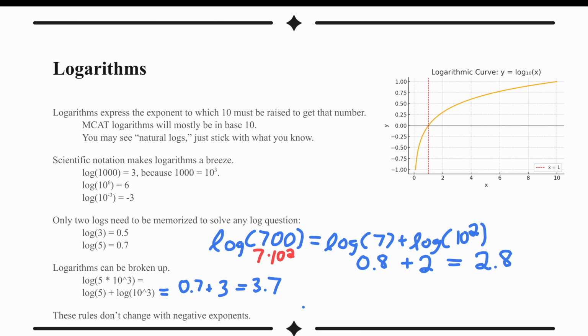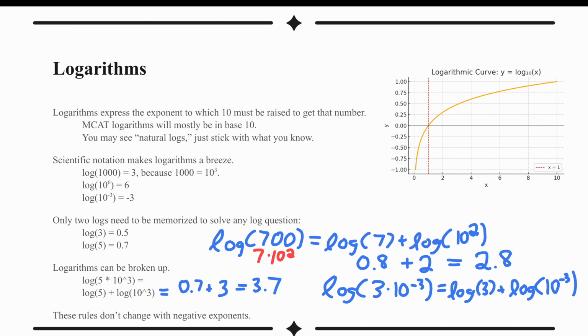These rules don't change with negative exponents. If we were asked to do the logarithm of 3 times 10 to the negative third, we just stick with what we know. Again, this will be the same as the logarithm of 3 plus the logarithm of 10 to the negative third. The logarithm of 3 is 0.5, as we have memorized, and the logarithm of 10 to the negative third is negative 3. Putting this together, we know that the logarithm of 3 times 10 to the negative third is negative 2.5.